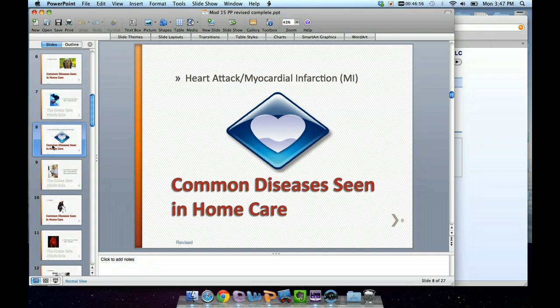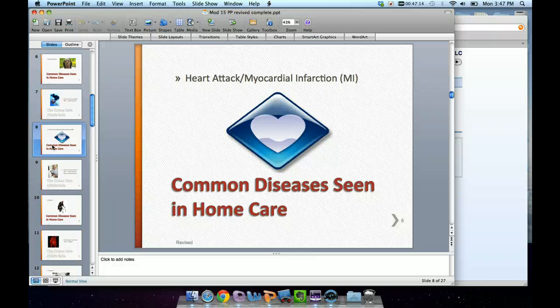The next disease we're going to talk about is a heart attack, which is called medically a myocardial infarction. There are many medical reasons, but all result in a decrease in blood supply to the heart. If heart tissue dies as a result, it is called a myocardial infarction.